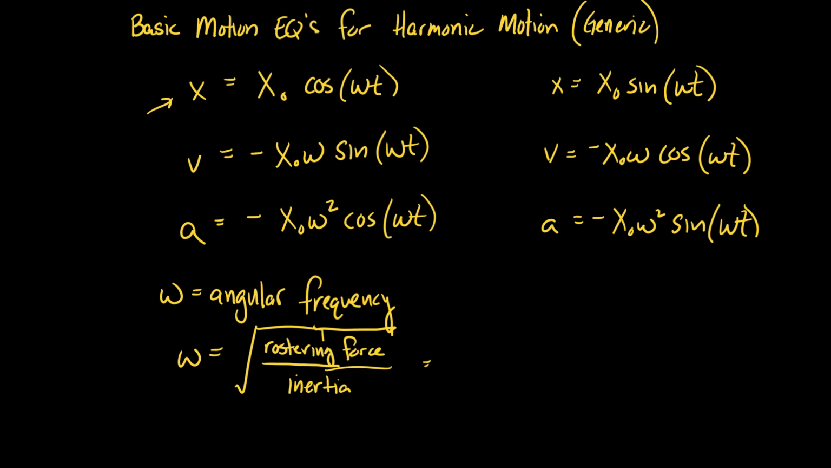For the spring mass, we know it's K over M. And we're going to have like 2 or 3 others that go along with that.